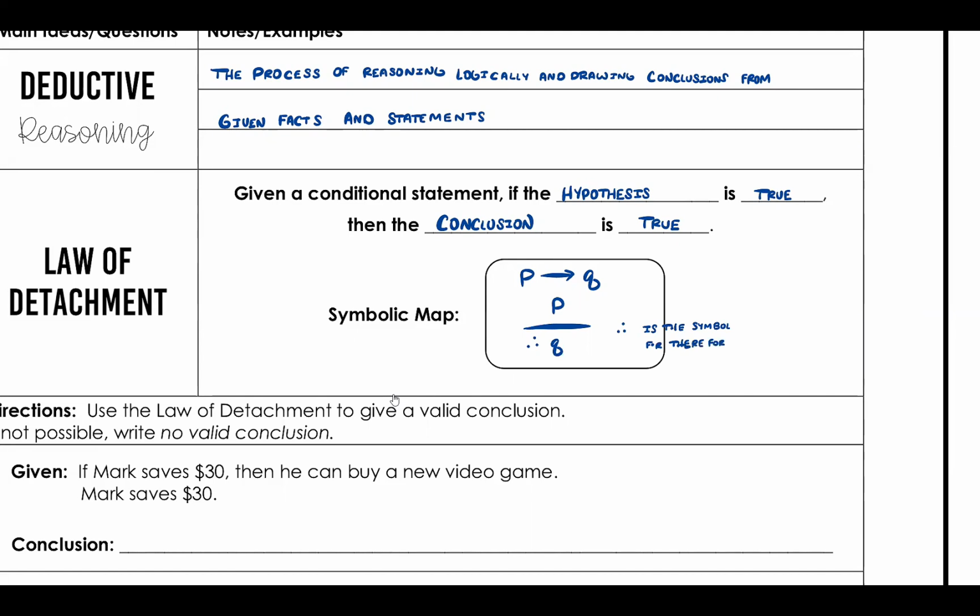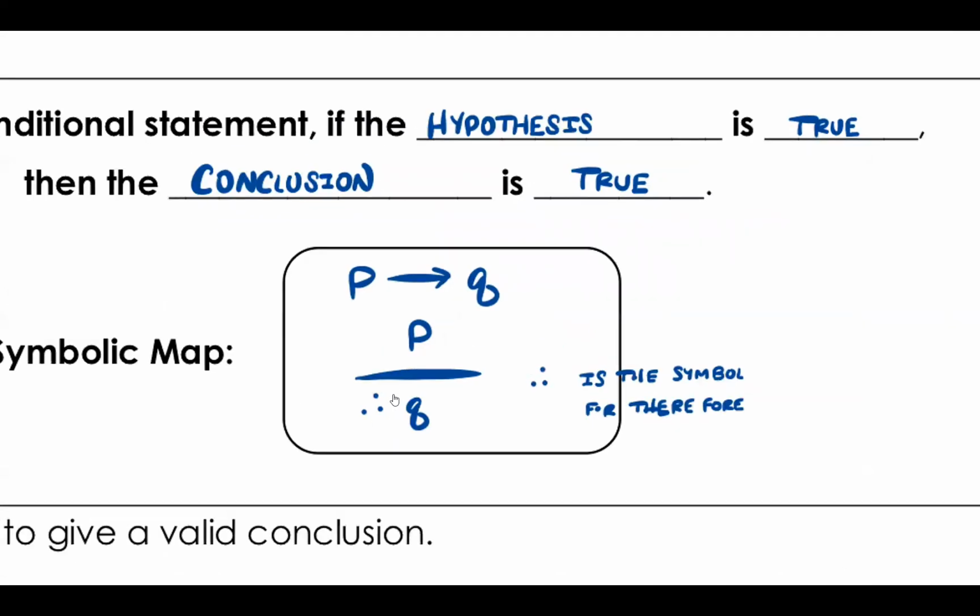So essentially what it's saying is, if P then Q, P is true, therefore Q is true. I'm pretty sure that was a video game symbol, wasn't it? Anybody recognize it? No? Maybe we'll find it in the comments.